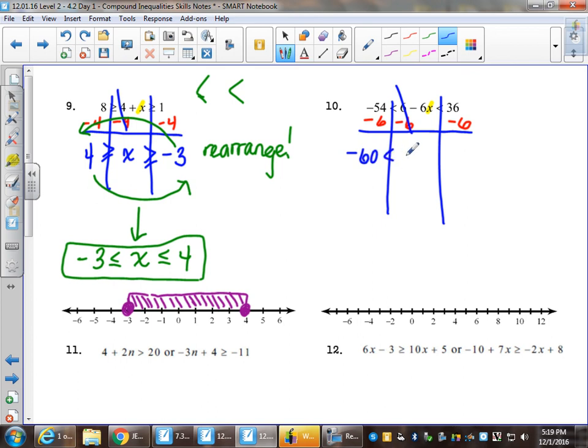I almost dropped this negative. This is a negative 6x inside, less than 36 minus 6 is 30. The opposite of multiplying by negative 6 is dividing. We're going to divide both sides. When we divide by a negative, inequality signs change direction.